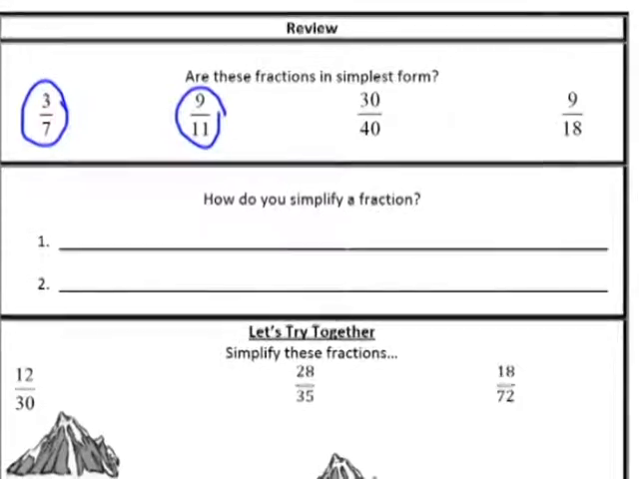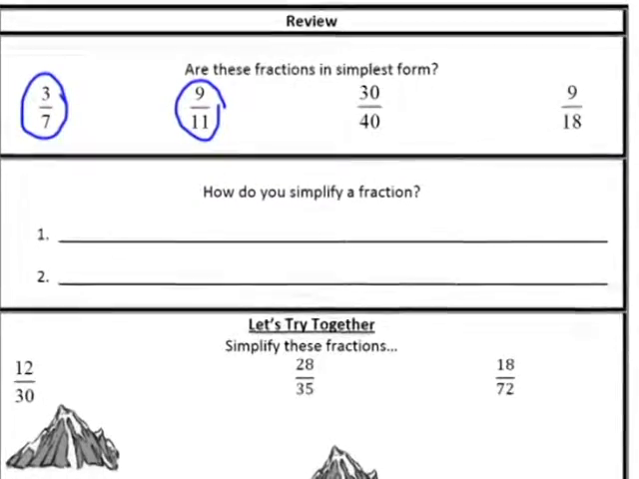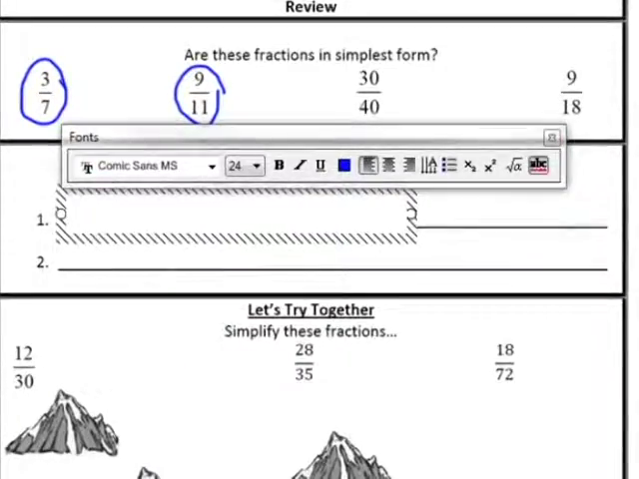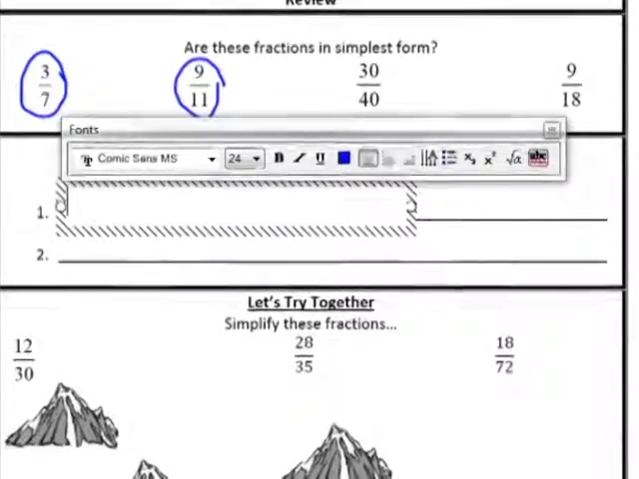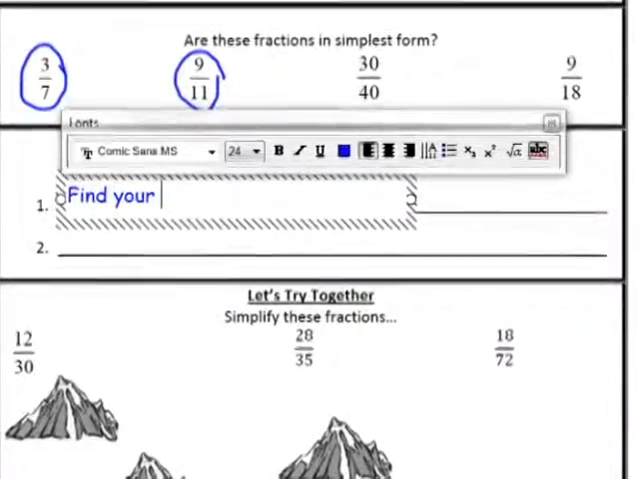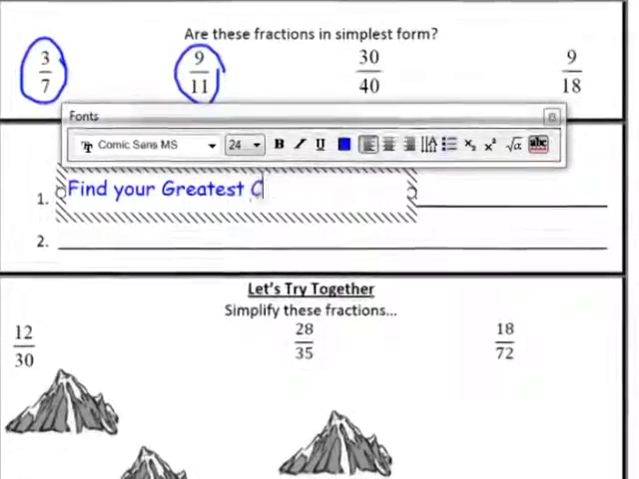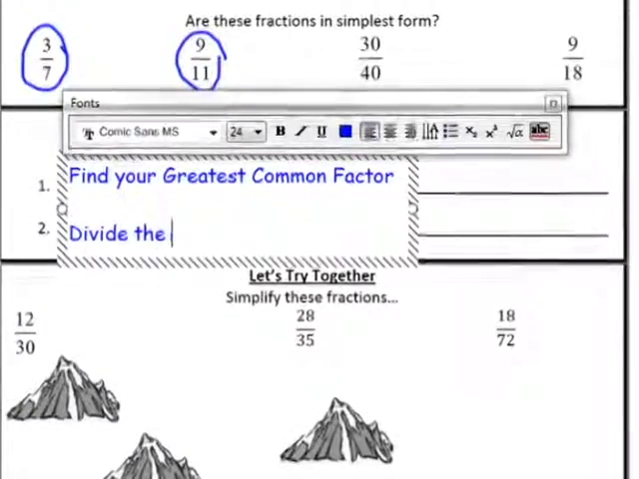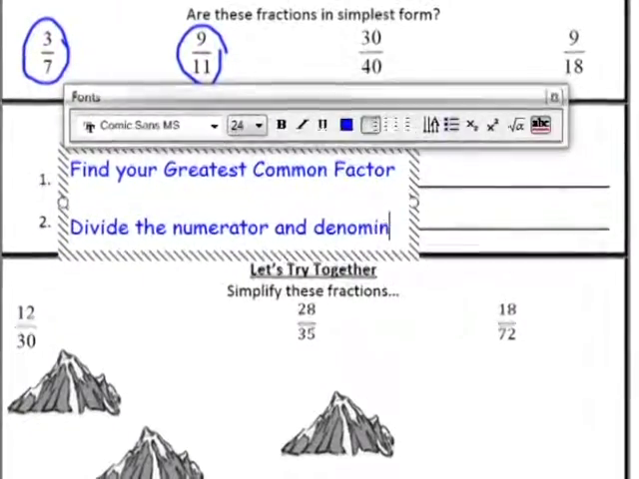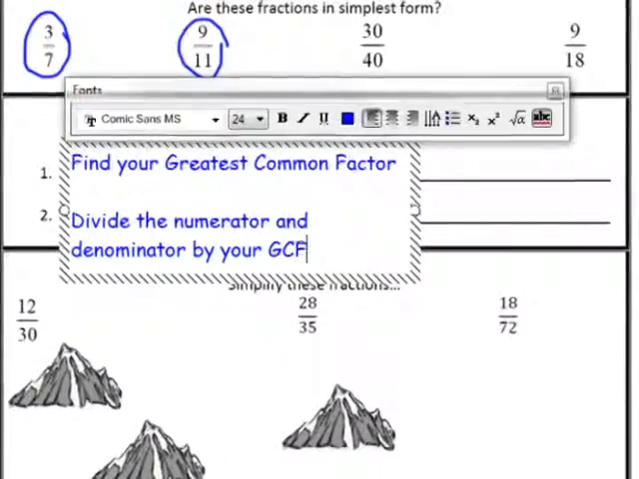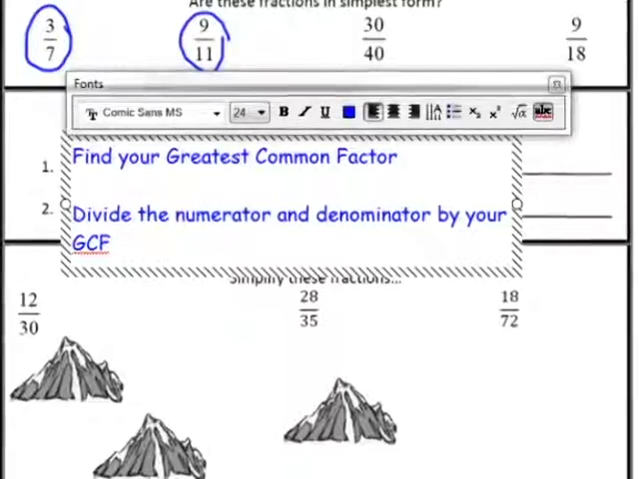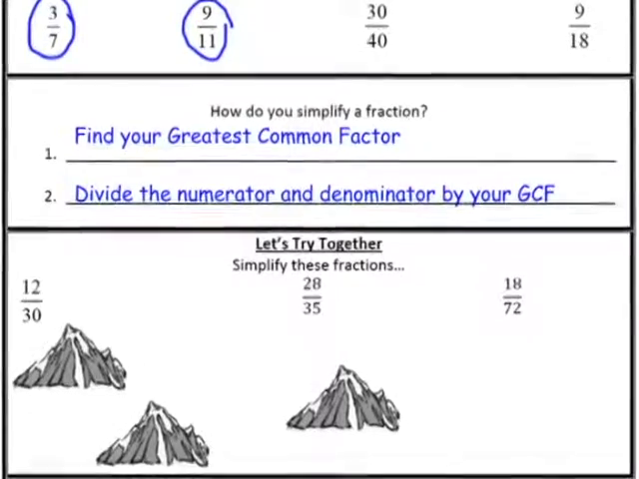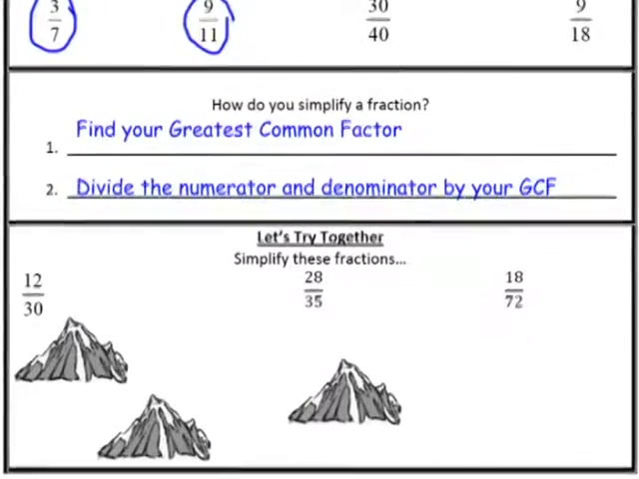Okay, there are a couple rules that we have talked about when it comes to simplifying fractions. The most common and most effective is to find your GCF, or greatest common factor, and then divide the numerator and denominator by your GCF. Most efficient way right there. And we talked about a couple ways to find that GCF. There's the double mountain, there's the single mountain method. Double mountain, find the factors of both.